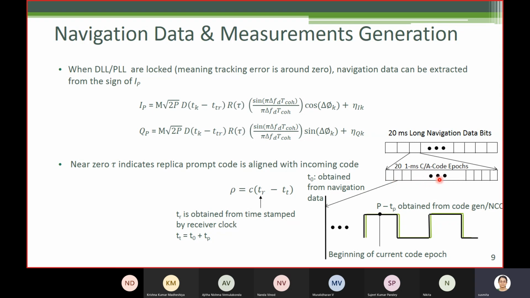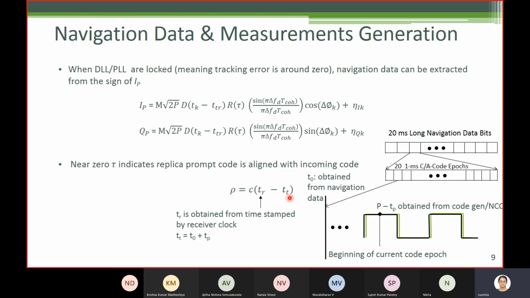Similarly, if we have some mth epoch as the current epoch, we know before the mth epoch, m minus 1 epochs have passed, right? Each epoch is 1 millisecond long. We know the starting point here from the navigation data, and then to that we need to add m minus 1 milliseconds. That will give us the beginning of the current code epoch. So this way we can find T naught. With the help of navigation data bits, we can find T naught, and TP we can obtain using the code generator and NCO.